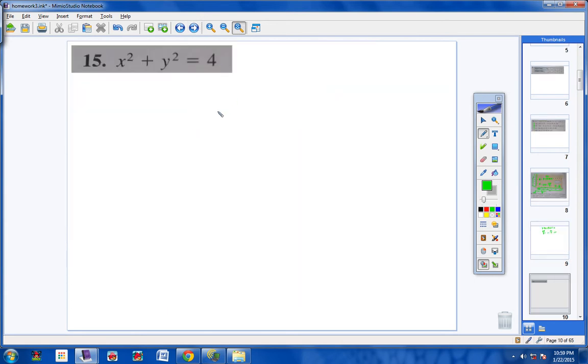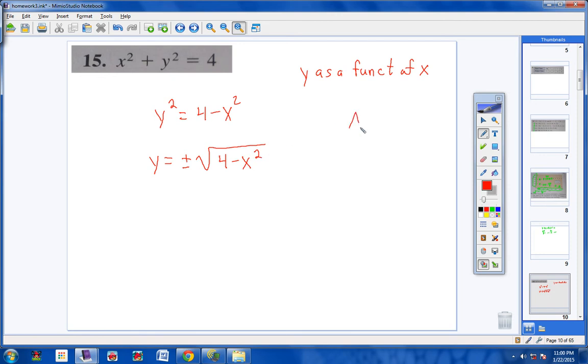Okay, let's see if these equations represent y as a function of x. Okay, let's get y by itself. Take the square root of both sides. So obviously, students, the answer is no. How do I know that?